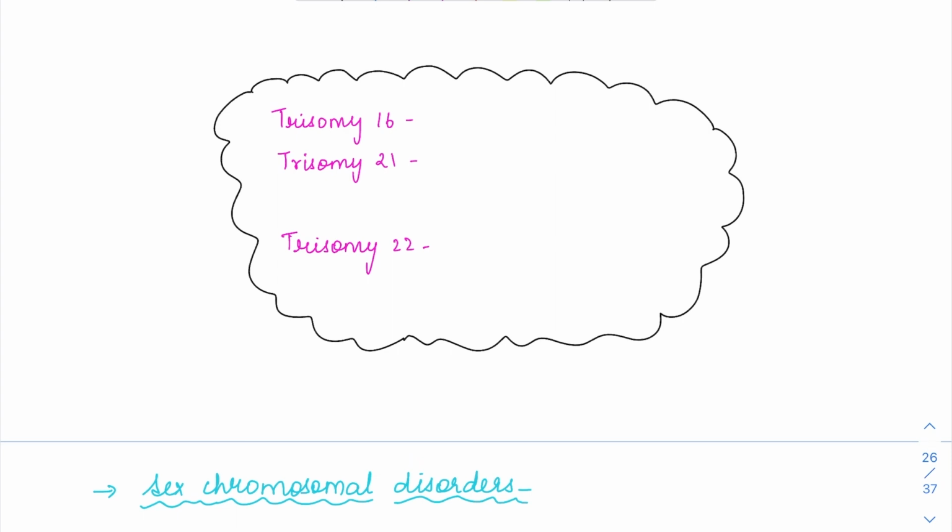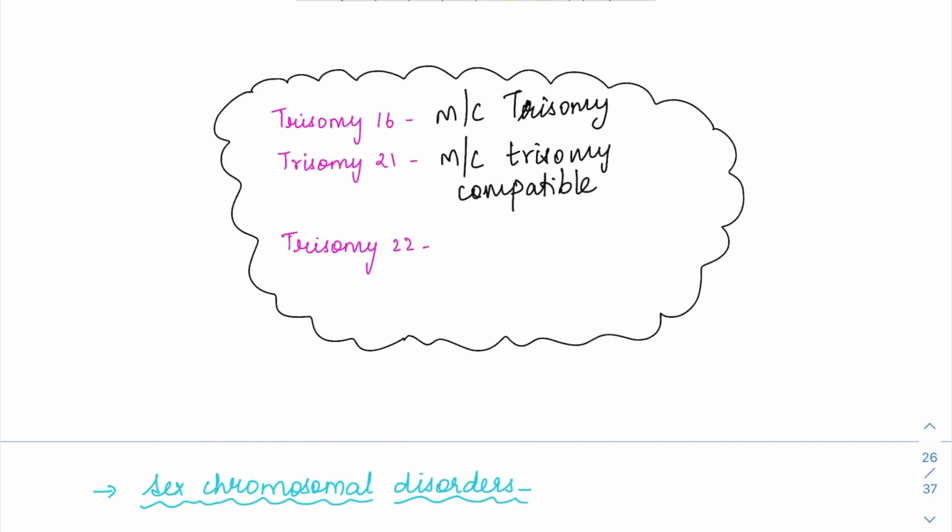So if they ask what is the most common trisomy, don't just jump into Down syndrome. Okay, trisomy 16 is the most common trisomy, but it is not compatible with life and it gets aborted. Okay, but as such the most common trisomy is trisomy 16. And look at the question carefully. If they ask the most common trisomy which is compatible with life, then it is Down syndrome. Okay, that is trisomy 21.